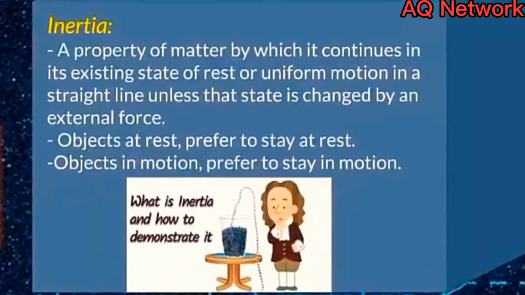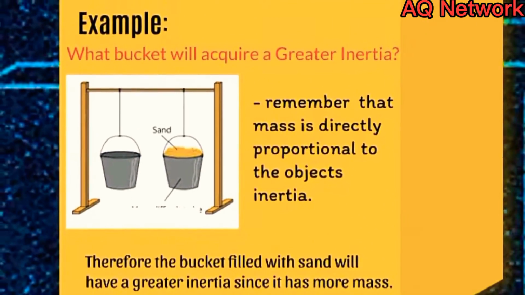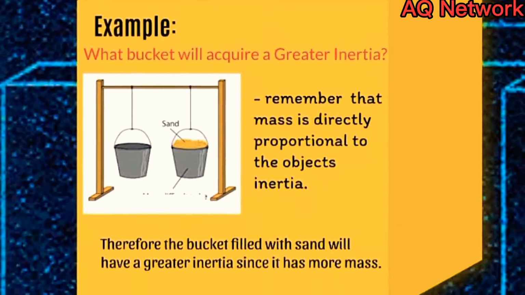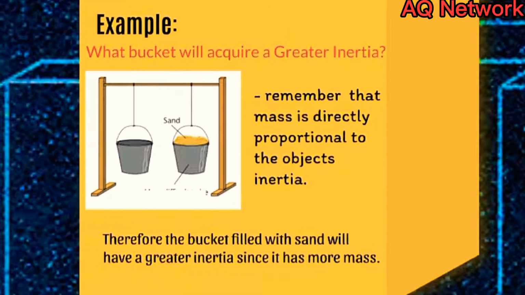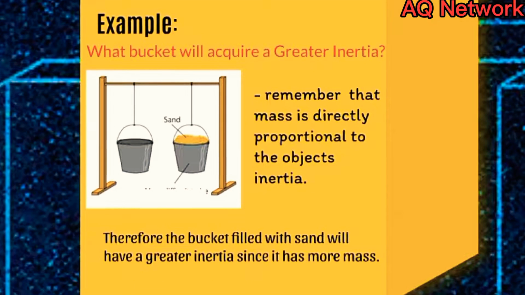An example is as follows. If an individual has two buckets, the one on the left is empty and the one shown on the right is filled with sand, which one will have a greater inertia? Since we know that both objects are at rest and want to stay at rest, an applied force is needed in order for the objects to start moving. Since more force is required to move the bucket with sand, it can be concluded that the heavier object will have a greater inertia since mass and inertia are directly proportional to one another.